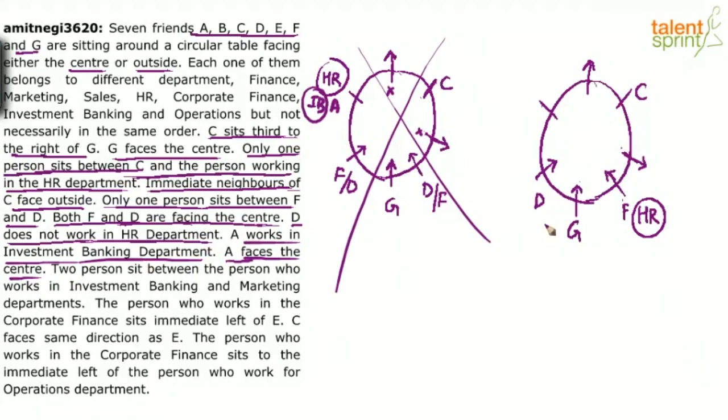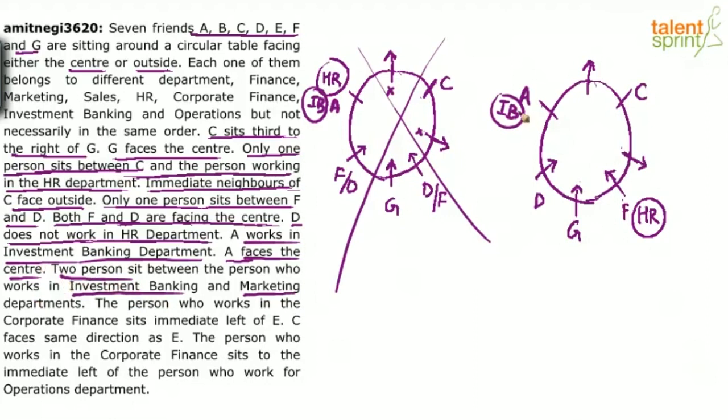Try to put this point in case 2. What happens? We know that A works in investment banking department and A faces center. 1, 2, 3, 4 positions are already blocked. A can come here or here or here. But because we know that A faces center, these 2 are ruled out. So A has to come here and A works for investment banking department. So that also is done. 2 persons sit between the person who works in investment banking and marketing department. So between investment banking and marketing, there are 2 persons, right? 2 persons sit between these 2.